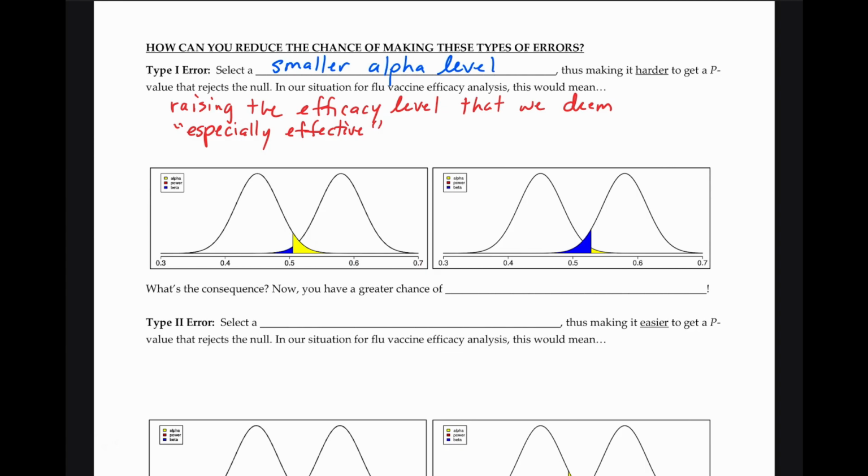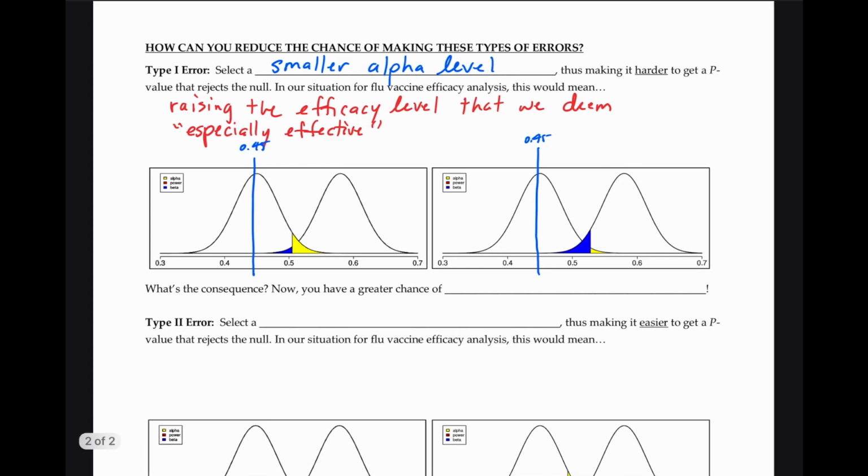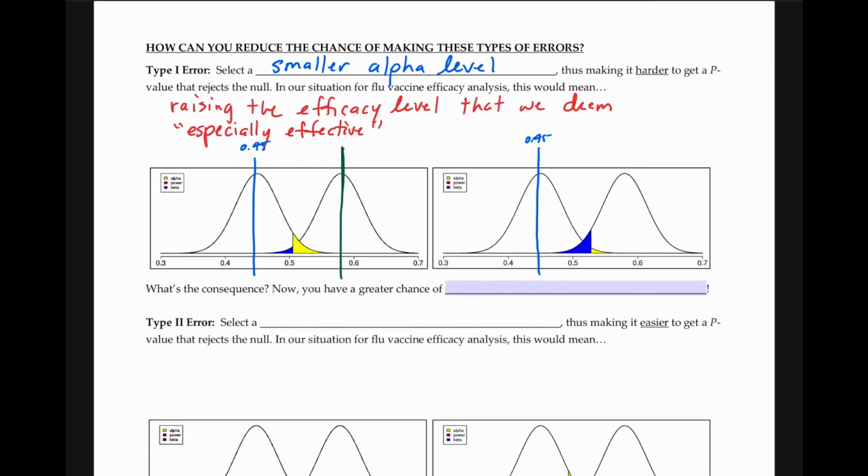So here's an example of what we're talking about with our hypothetical situation. Each of these has a null center at 45, and then we have the alternative center, or the true center, we'll say at 58%. Let's say hypothetically this new vaccine has a 58% efficacy rate. In this case, we can look at how changing the alpha level changes our probability of making a type 1 error.